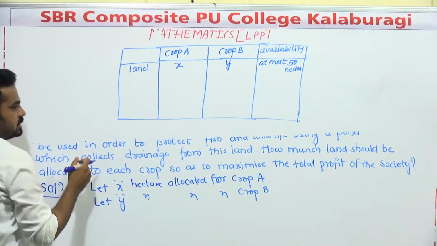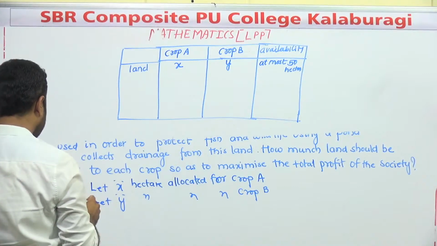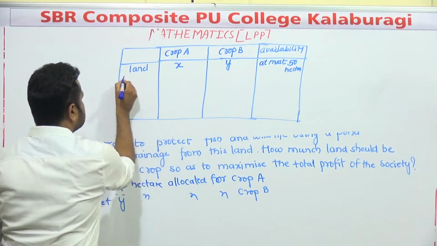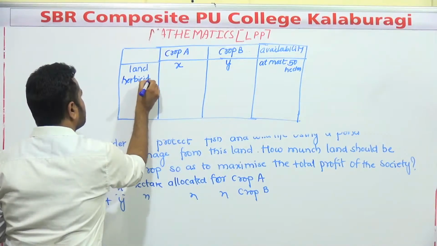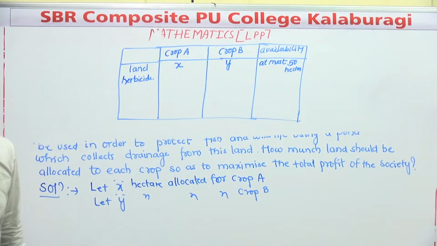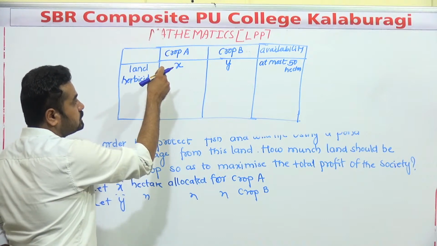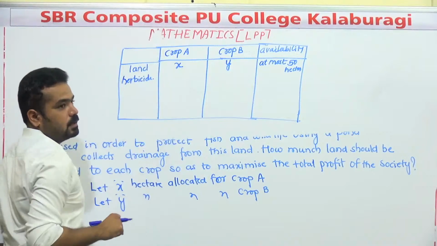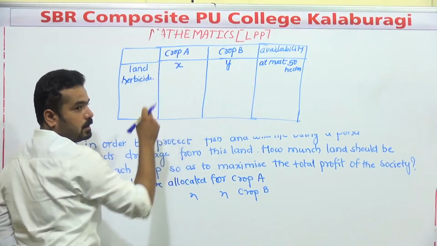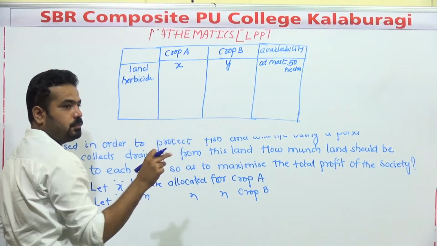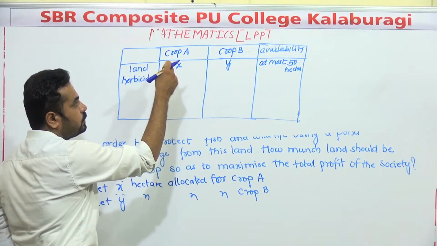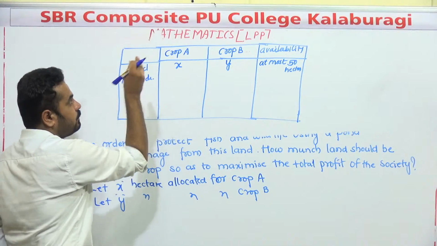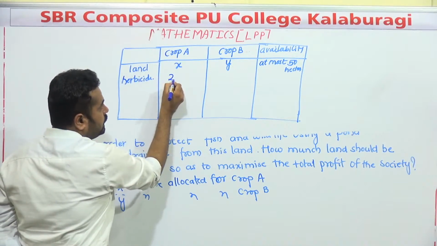And what is the next restriction? The next restriction is herbicides. How much herbicide do we have to use for A? Per hectare we have to use 20 liters. But how many hectares are we taking here? x hectares. Therefore, totally how much herbicide are you using for crop A? That is 20x.